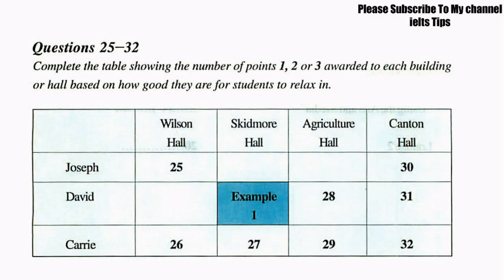As you listen to the discussion, complete the table showing the number of points 1, 2, or 3 awarded to each hall for the quality of its facilities. 1 has been done as an example. Listen carefully and answer questions 25 to 32.